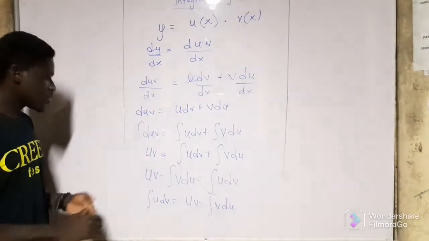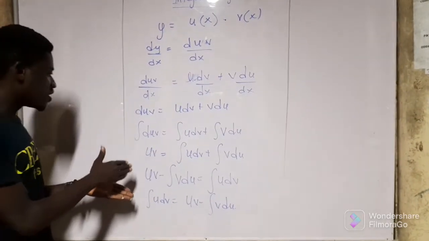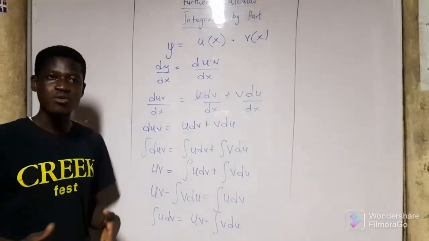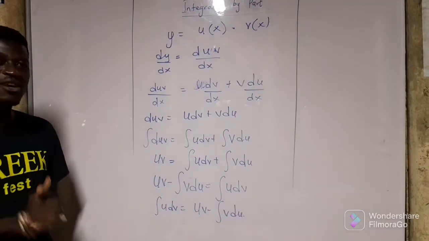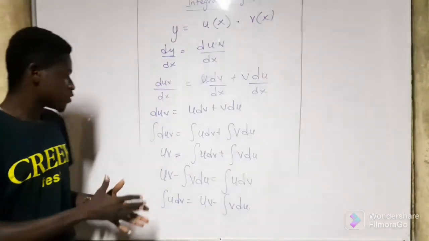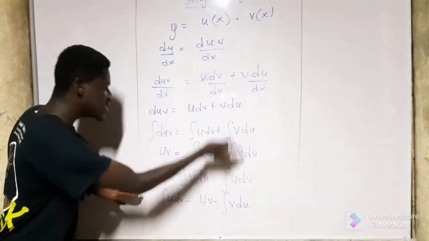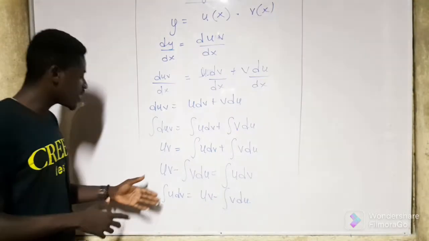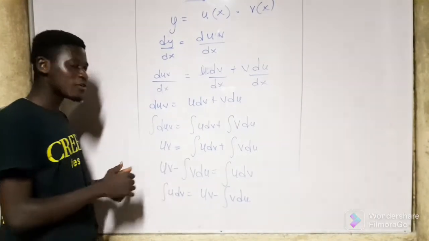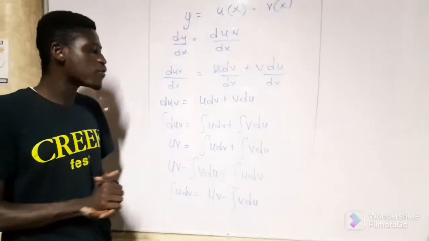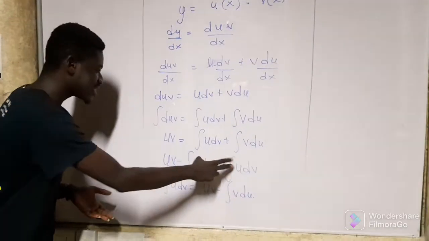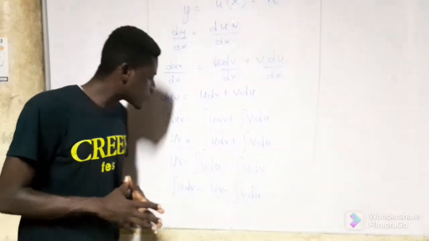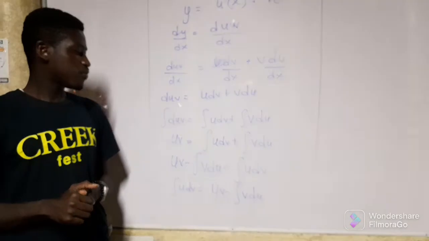So now our function becomes uv. What we did here was to transpose the integral of v du to the other side of the equation, because we want to make the integral of u dv the subject. So that is why we sent v du to the other side of the equation. So now we have uv minus the integral of v du is equal to the integral of u dv. So this can be rewritten as the integral of u dv is equal to uv minus the integral of v du.